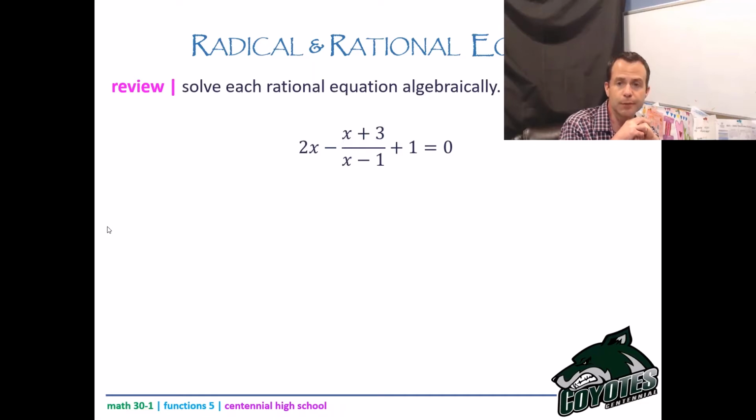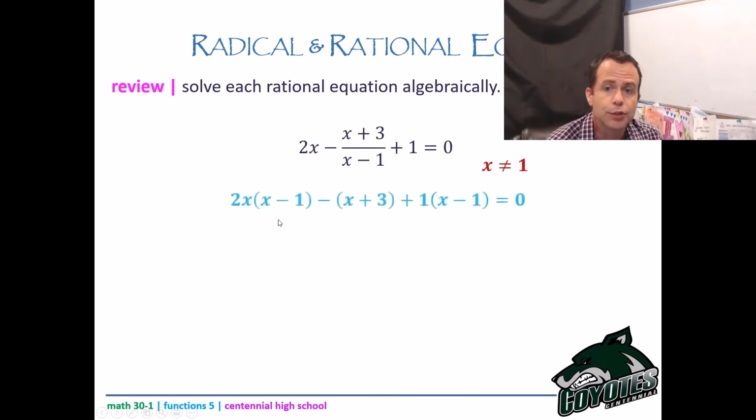First thing we're going to do is review how to solve algebraically. So usually when we're solving these algebraically, we want to first state our NPVs. We know that x can't equal 1. And then we want to get rid of the fraction. So I'm just going to multiply every term by x minus 1. That will get rid of my denominator of x minus 1. So that's going to give me 2 times x minus 1, minus x plus 3, because my x minus 1's divided each other out, plus 1 times x minus 1 equals 0. So now I just need to solve this. 2x times x is 2x squared, minus 2x, minus x minus 3, and plus x minus 1.